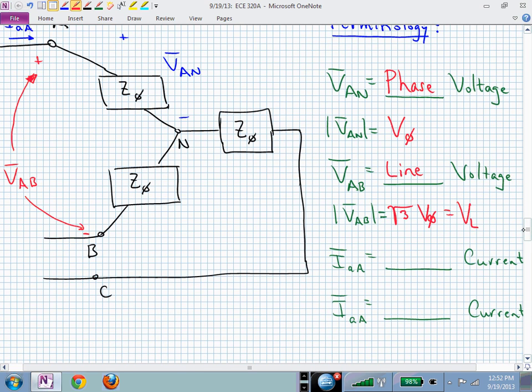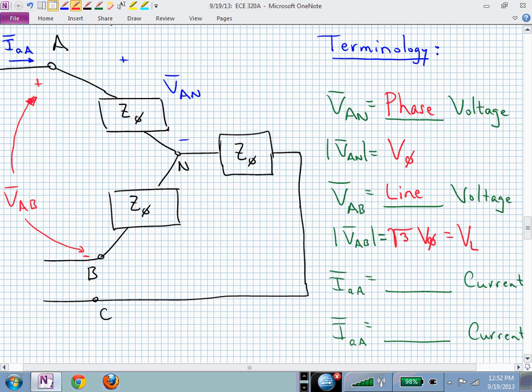I sub AA. What does it represent in this configuration? Phase or line current? Now you can have a two-headed coin, can't you? It's both, isn't it? It's either. It's the same in this configuration because the current is the same going in through the transmission line and also through the individual phases or impedances.